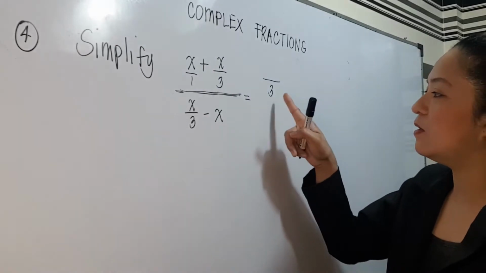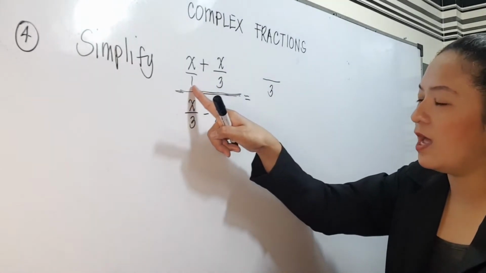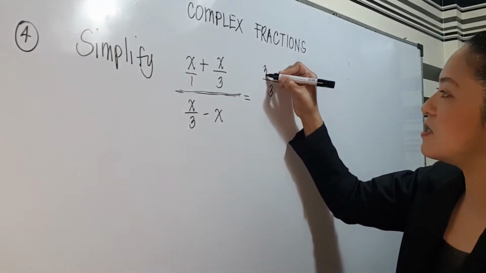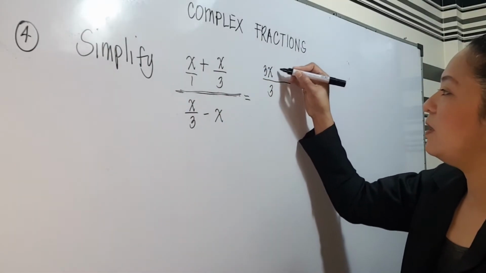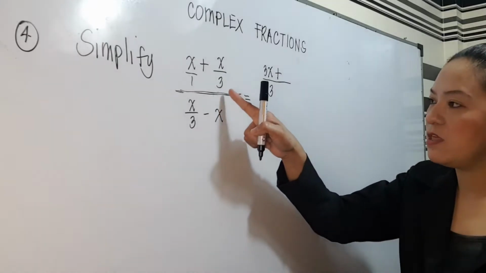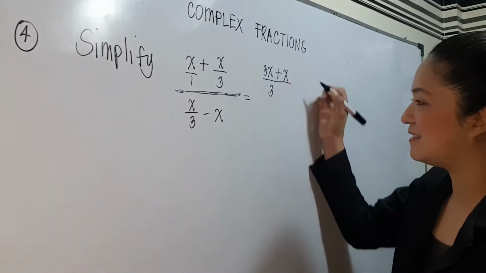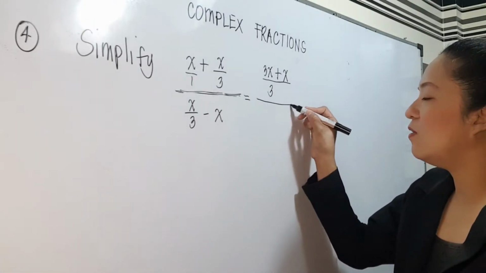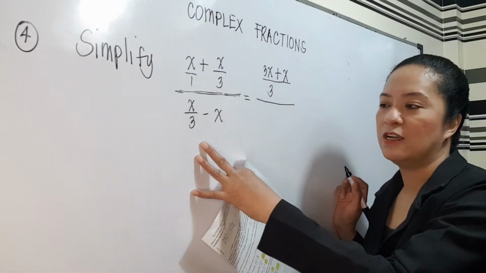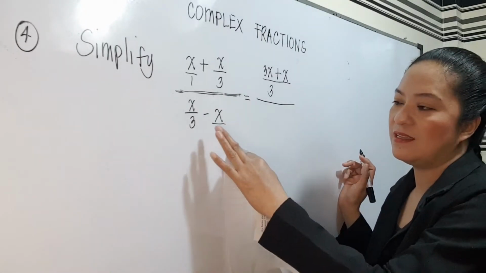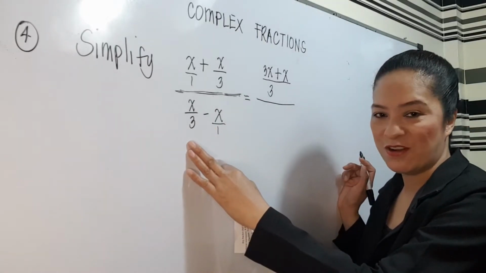So 3 divided by 1 is 3 times x is 3x, plus 3 divided by 3 is 1 times x is x. So let's have the denominator. So we have here x over 1. What is the LCM of the denominators?